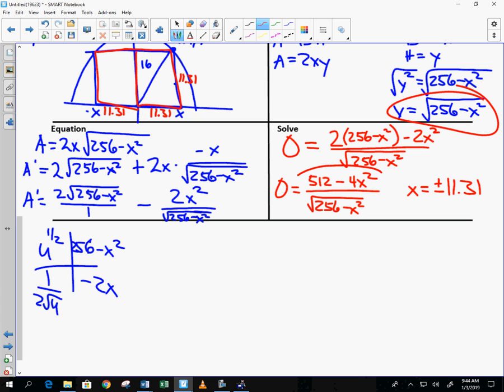I just looked at where that was equal to 0. So I took 512 minus 4x squared, set that equal to 0. So I divided by 4 and I took the square root of both sides. So 512 minus 4x squared equals 0. So 512 equals 4x squared. Solve there, because you just want to look at where the top is equal to 0. Question?